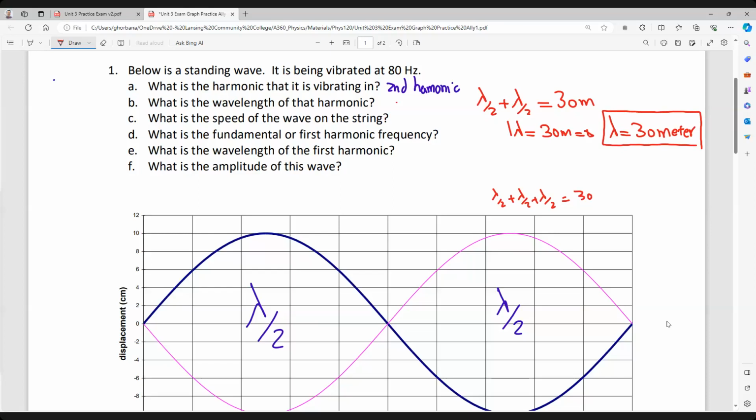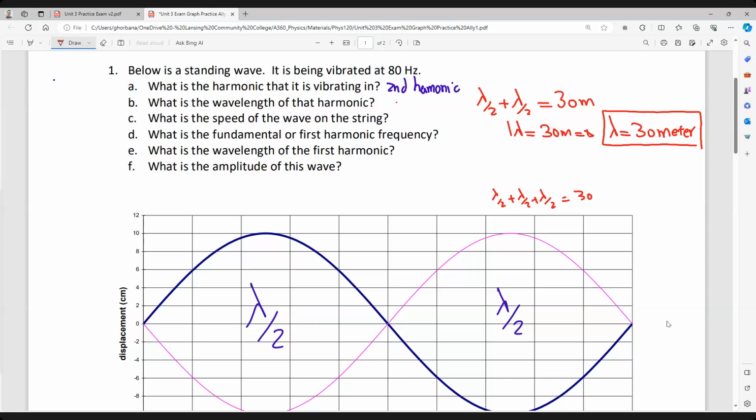If there were 4 loops, we write half a lambda four times, so 4 half a lambda equals the length, which is 30. 4 half a lambda is 2 lambda, so 2 lambda equals 30, and lambda is 15 meters. This is how we can solve it. But we have 2 loops, so we add 2 half a lambda together, which gives 30. Please let me know if you have any questions.